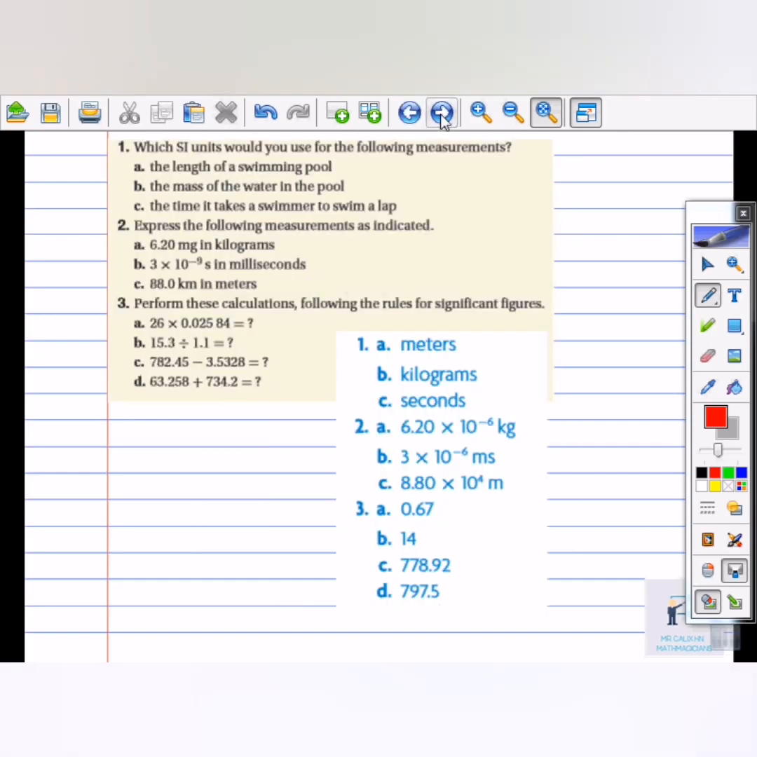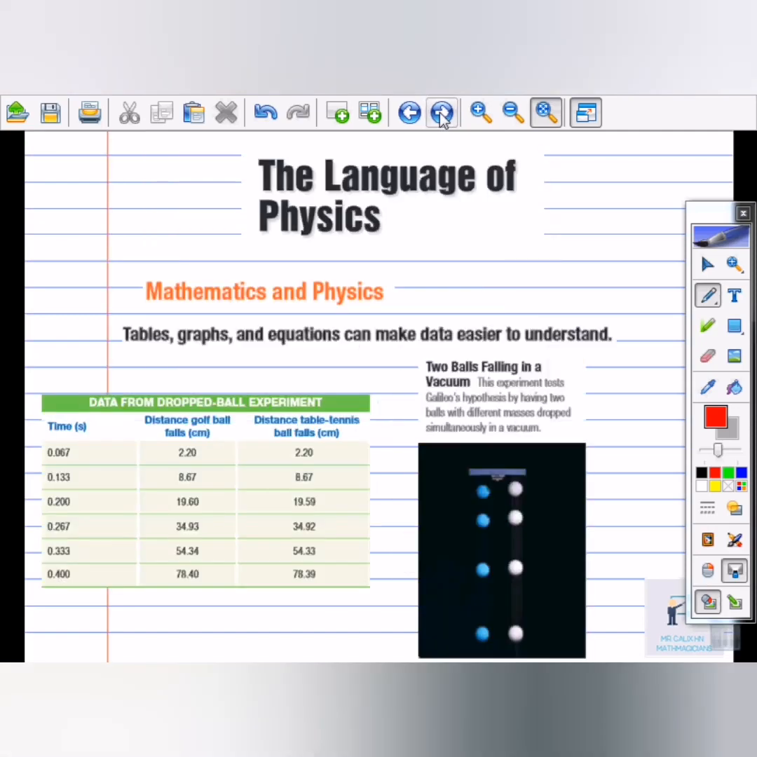As promised from the last video, these are the answers uploaded. Today we're going to talk about the language of physics, which is the last part of this section.